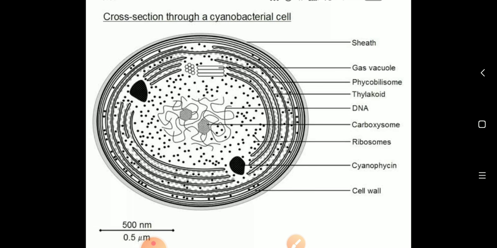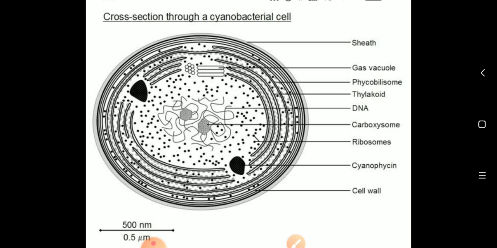Now, the cross-section of a cyanobacteria cell, which is the last topic of general characteristic features of cyanobacteria. Here we can see the outermost sheath or mucilaginous sheath. Now, inner is the cell wall, which is a four membrane cell wall, and the cytoplasm is divided into two parts: the outer part is ectoplasm and the inner part is endoplasm.